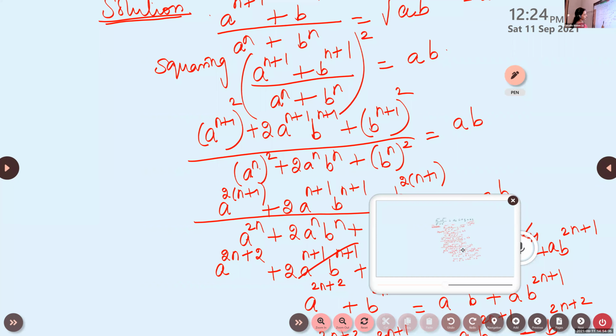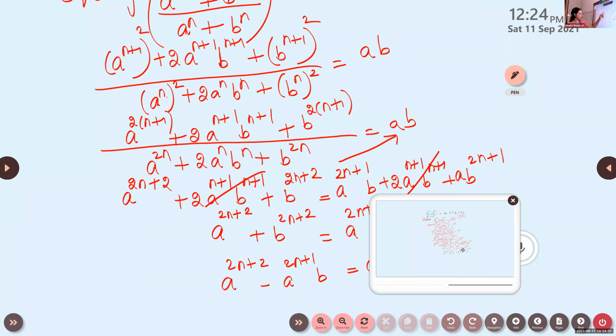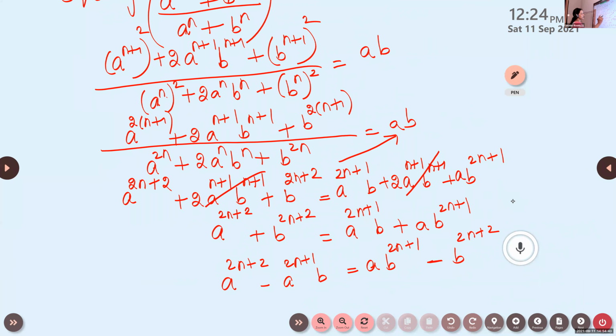Next step, what we are doing here, we cross multiply. When we cross multiply, the denominator will be going with the numerator. We multiply this term with the denominator, that is why I put one arrow here. This denominator will go to the numerator. So in the numerator, look at here, a^(2n+1). When we open the bracket, it will become a^(2n+2) plus the second term as such plus b^(2n+2).